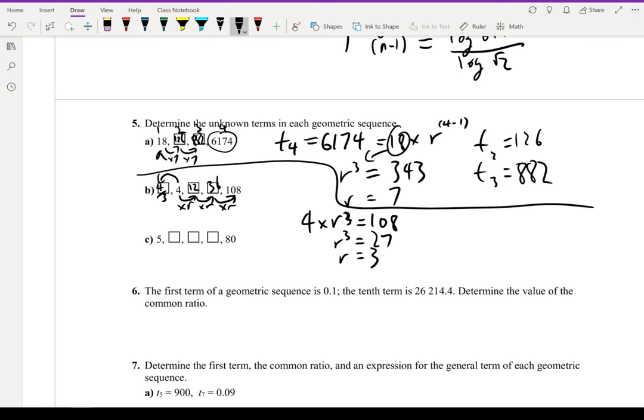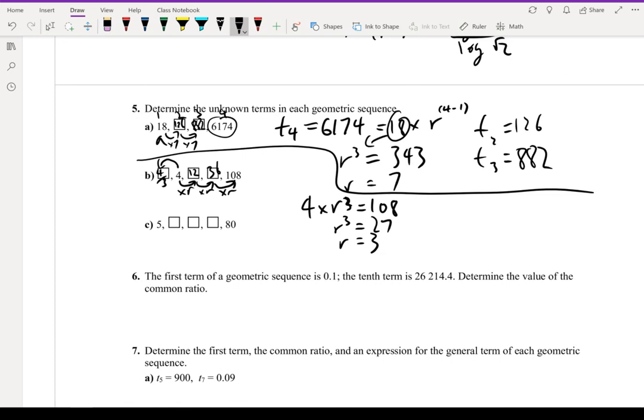Okay. Next, this one is times r times r times r and times r. It's 4 times. So 5 times r to the power of 4 is equal to 80. r to the power of 4 is 80 divided by 5, which is 16. And so r is equal to 2. Okay? 2 times 2 times 2 times 2 is 16. Yeah? So then you just do times 2: 10, 20, 40, and then 80. Okay? So I think I will leave this here.